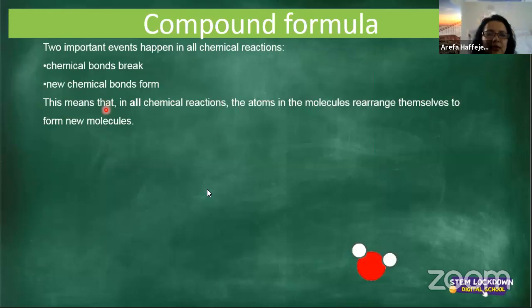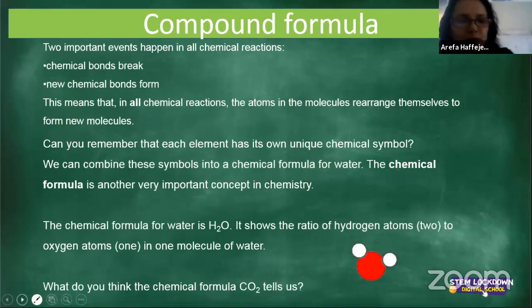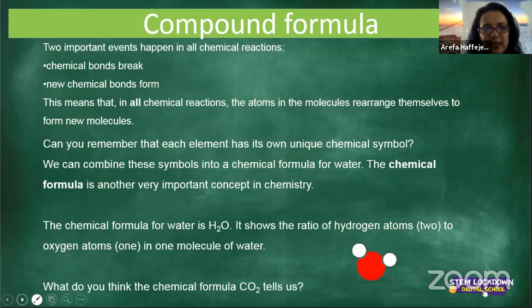Now this means that in all reactions, the atoms of the molecules rearrange themselves to form new molecules. So when we applied electrolysis to water, the water rearranged itself into hydrogen atoms and oxygen atoms. The chemical formula of water is H2O, and you can see it has two hydrogen atoms and one oxygen atom in one molecule of water.